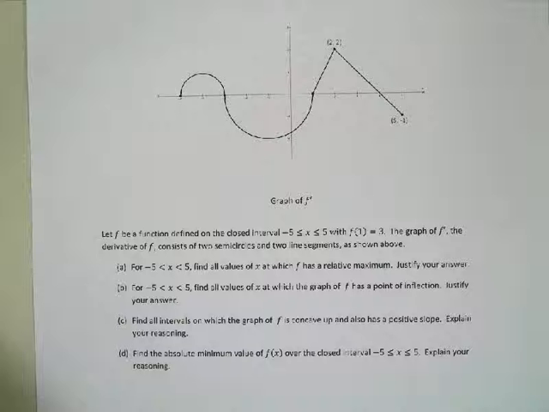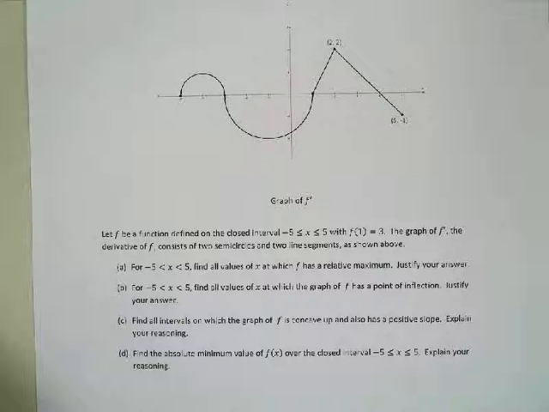Look up here. We have F prime. Given F prime, and we want to find the relative maximum of F, we look for where F prime is changing from positive to negative, because that means F is changing from increasing to decreasing. You understand?